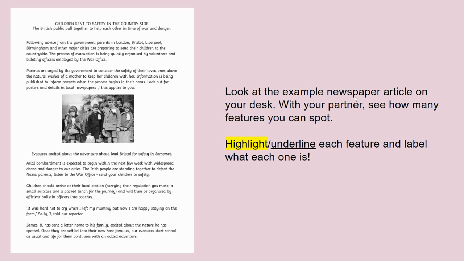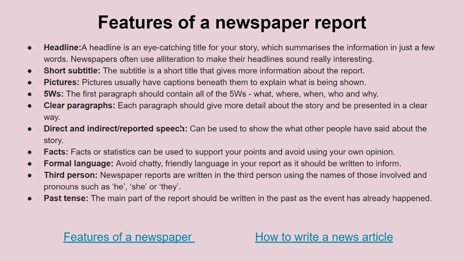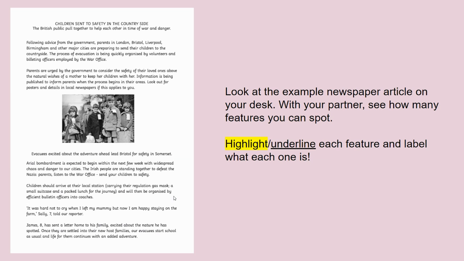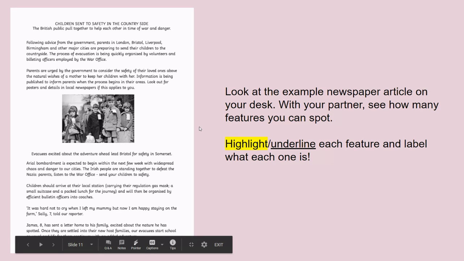We'd then like you to look at this example newspaper article here, printing it out. We want you to see how many features you can spot. Can you highlight and underline each feature that we've already identified, and all the features taken from this section here, and all the ones you've identified from the videos? Can you identify them now in this model example? We'd like you to highlight and underline each of the features and label what they are. So I recommend printing out this slide and having a go at that. If not, you can always annotate it after screenshotting it.